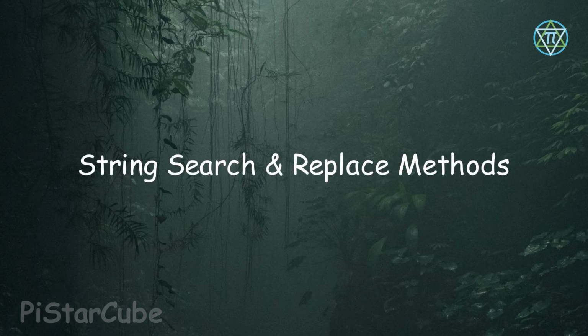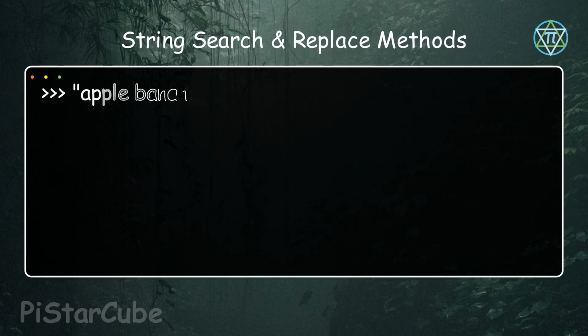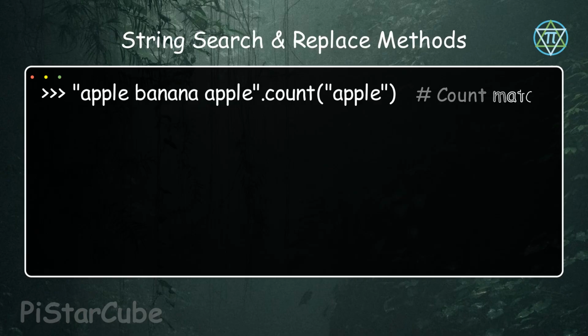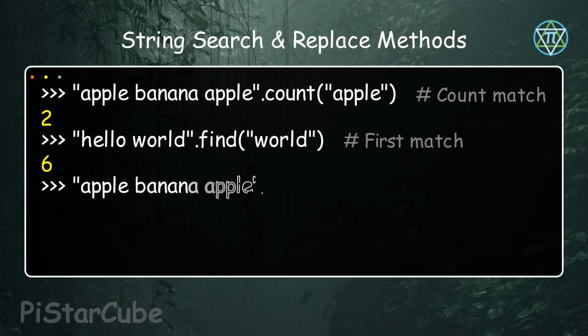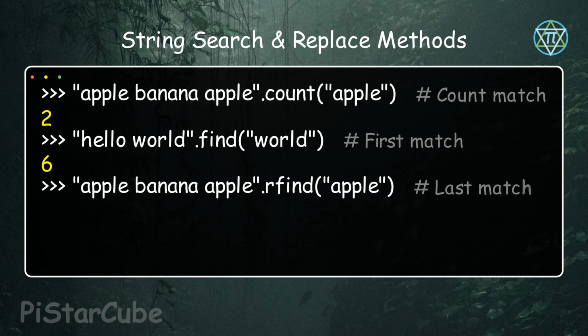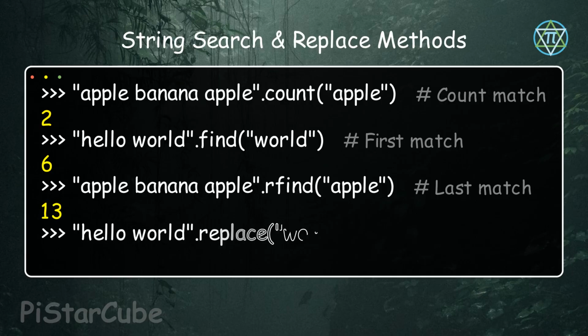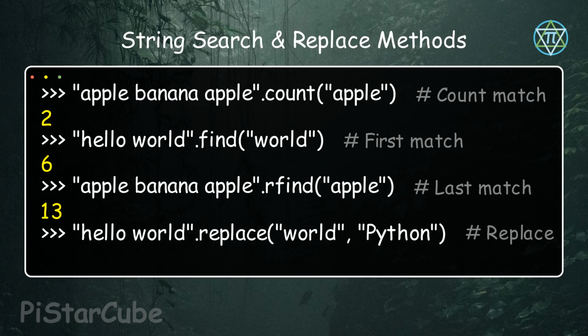Let's explore some useful ways to find and replace text in a string. The count method tells you how many times a word appears, like "apple" shows up twice in "apple, banana, apple". The find method looks for the first place a word appears, giving its position. For example, "world" starts at position 6 in "hello world". There's also rfind, which finds the last occurrence. So it spots the second "apple" starting at position 13. And with replace, you can swap out words, like changing "world" to "Python" in a sentence. These tools make working with text super easy.